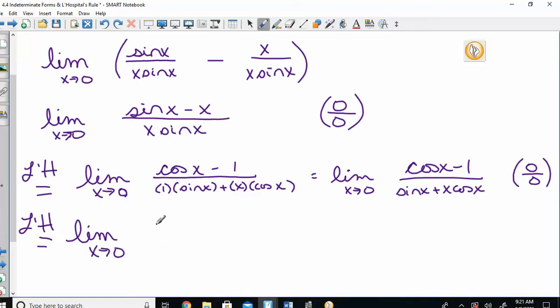So derivative of cosine, negative sine, minus 1 would go to a 0, so I can just drop that. On the bottom, derivative of sine is cosine. Then I have to do the product rule. Derivative of the first times the second plus the first derivative of the second.